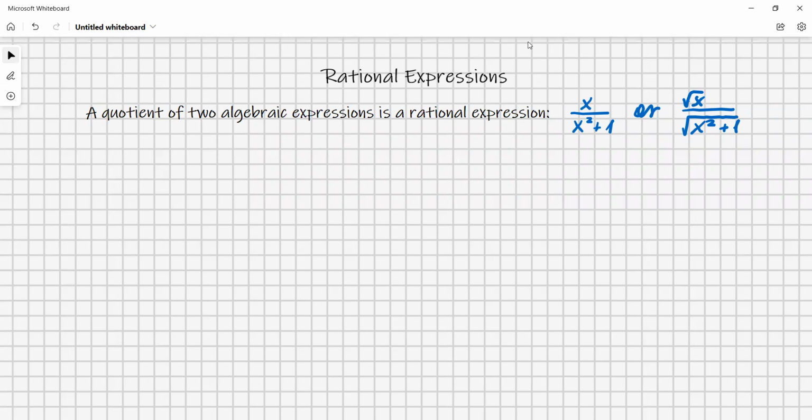Hello, everyone. Today's topic is rational expressions. Let's give a definition first. What is a rational expression? A quotient of two algebraic expressions is called a rational expression.